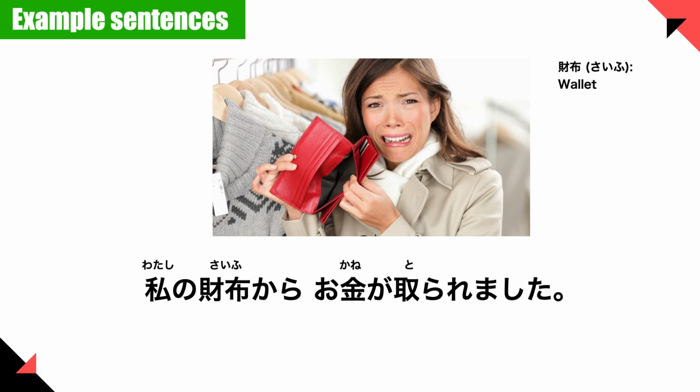Next example sentence. 私の財布からお金が取られました。Money was taken from my wallet. 私の, my, 財布 that means wallet. お金, money. 取られました。取る that means to take. So 取られました, that means was taken. 私の財布からお金が取られました。Money was taken from my wallet.